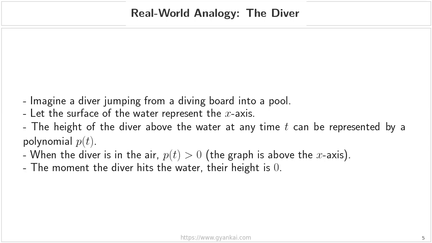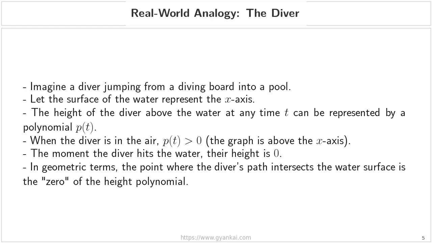Think about the position of the diver in relation to that water surface. While the diver is still in the air, their height is greater than 0, which we write as p of t is greater than 0. On our coordinate plane, this means the graph is sitting above the x-axis. However, the very moment the diver hits the water, their height becomes exactly 0. So, if we look at this geometrically, the specific point where the diver's path intersects the water surface is exactly what we call the 0 of our height polynomial. This perfectly illustrates how the algebraic 0 and the geometric intersection are one and the same. Now, let's look at a quick step-by-step example to see this in action with actual numbers.